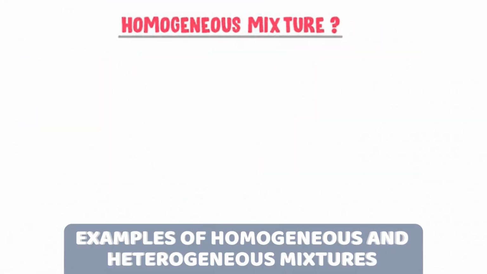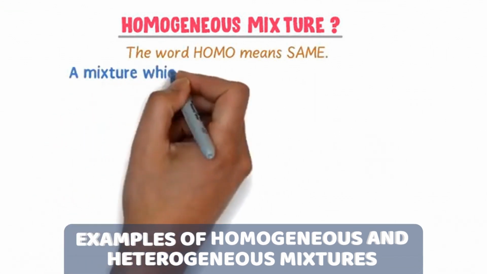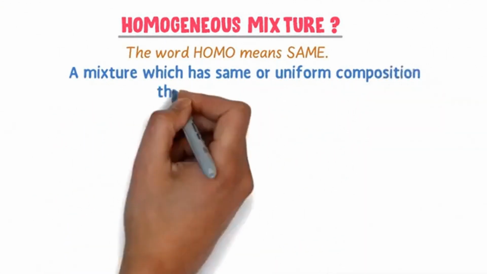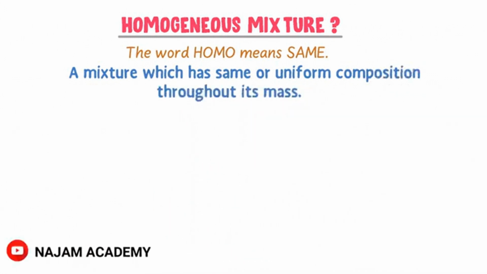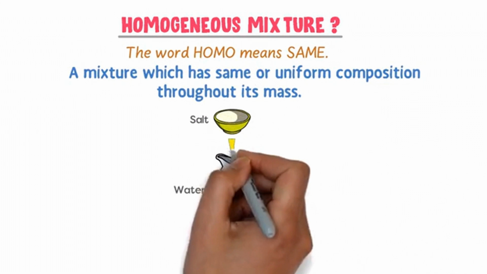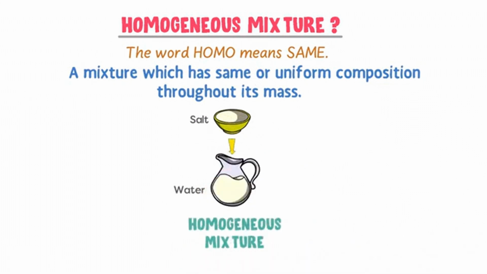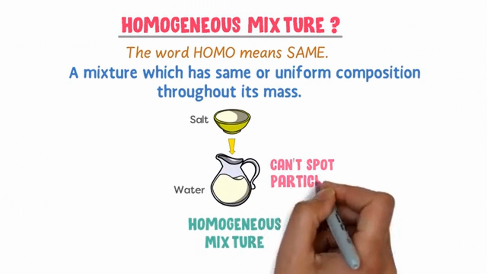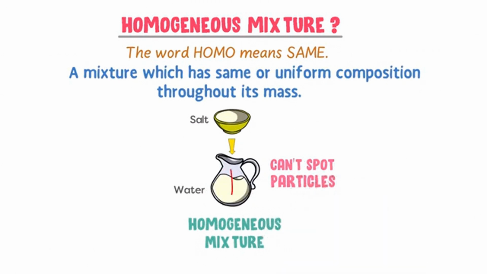Now, let's see examples of homogeneous mixture. The word homo means the same. So, as we have seen previously, a mixture which has the same uniform composition throughout its mass is what we call homogeneous. For example, when you mix salt and water, they mix completely, as you can see. You can't spot the particles. That is a homogeneous mixture. Uniform composition.